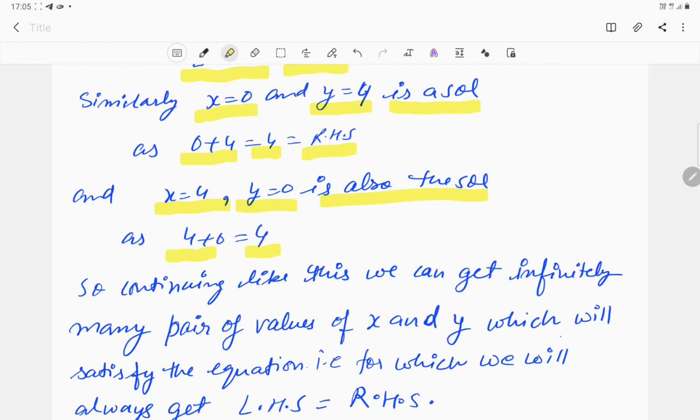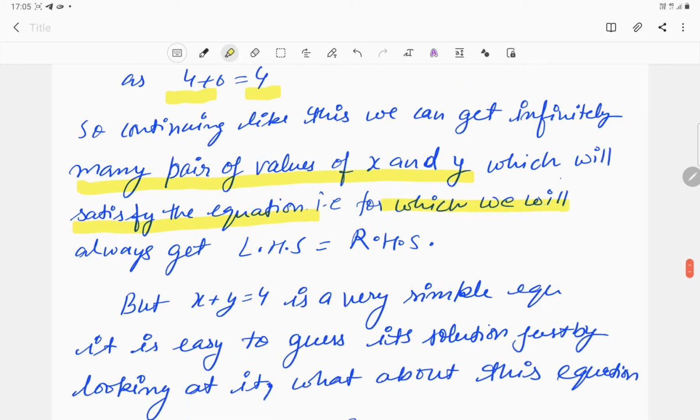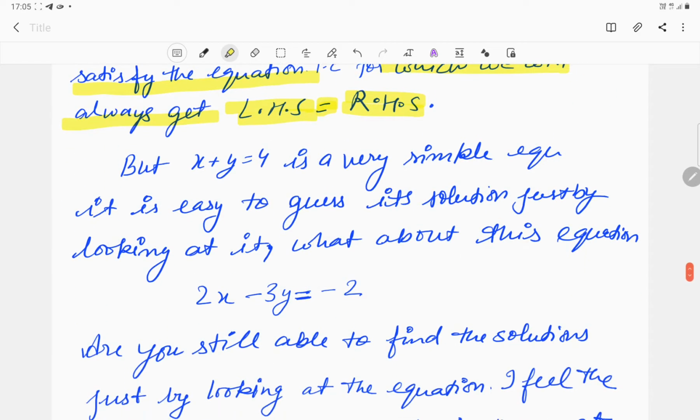So continuing like this, we can get infinitely many pairs of values of x and y which will satisfy the equation, meaning for which we will always get the left hand side and right hand side to be equal. But children, x plus y equals 4 is a very simple equation. It is very easy to guess its solution just by looking at it.